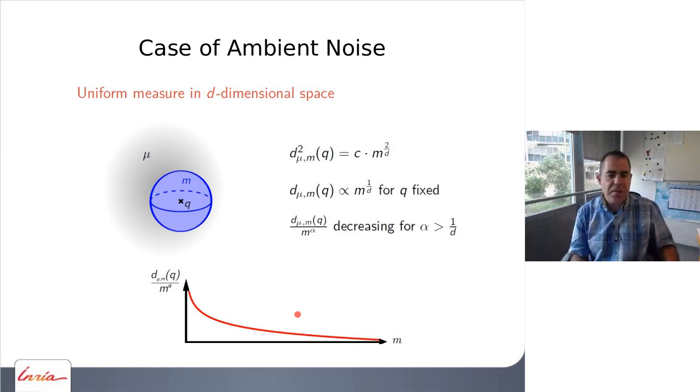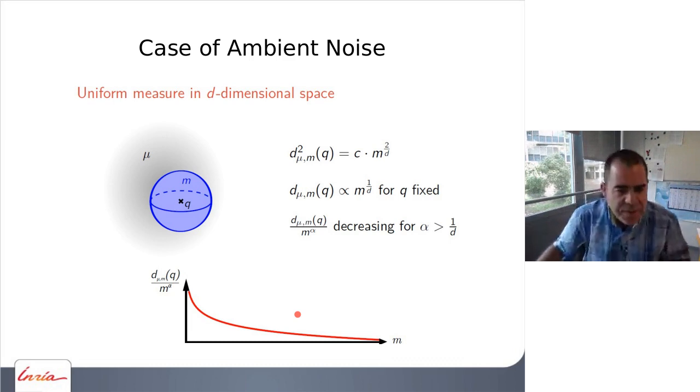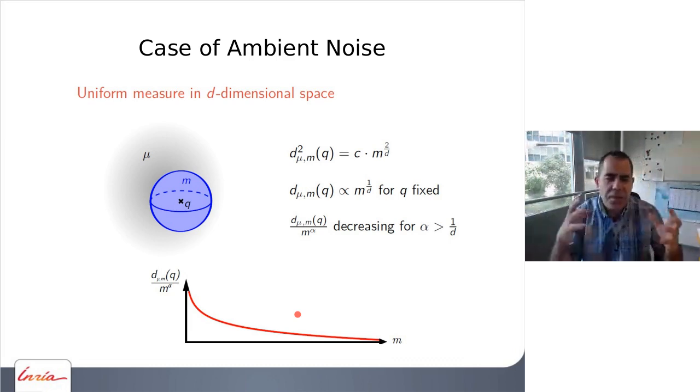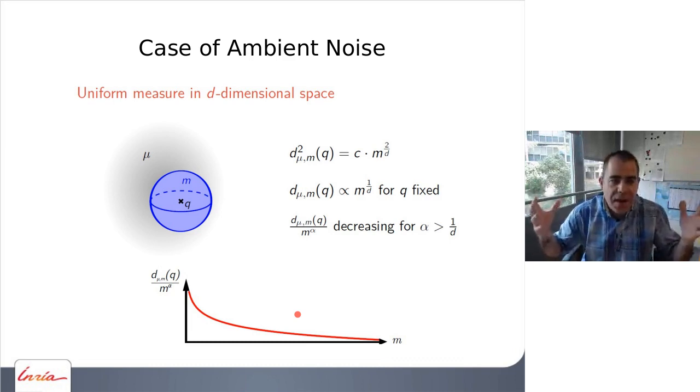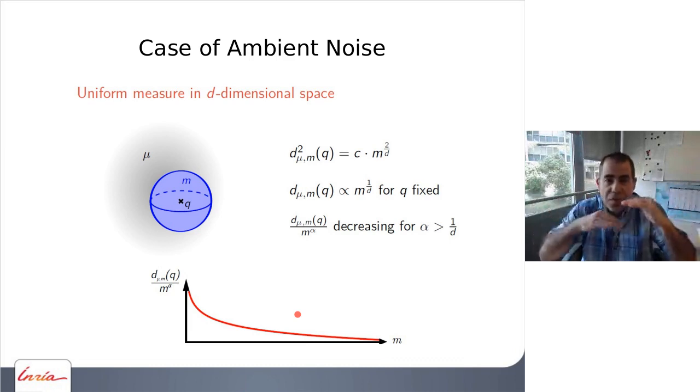Well, suppose now I have not a point set sampled on a surface, but suppose that what I have is a uniform measure in D space. What does it mean? That means that in 3D, my point set is uniformly sampled. In other words, I am within the noise level. And suppose I look at this ball.